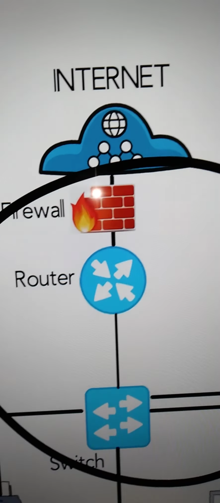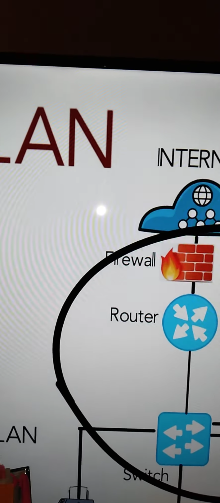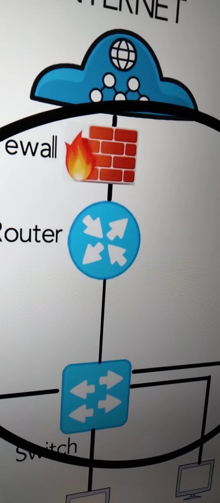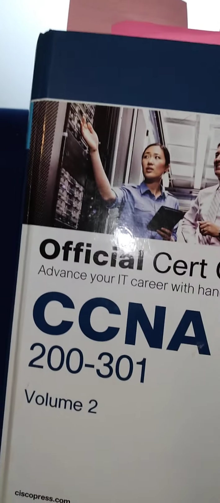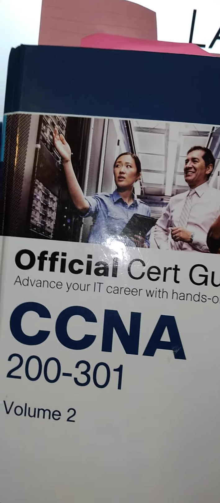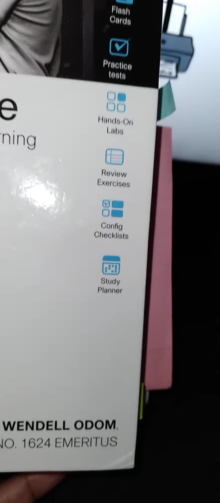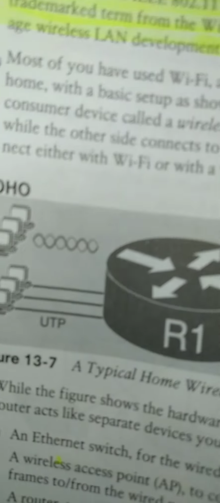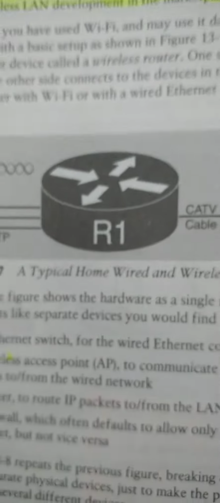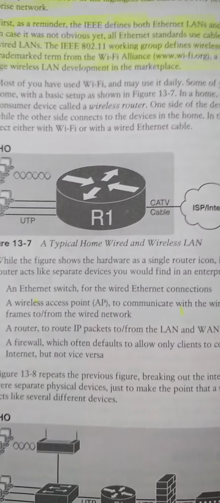So I would like to read a topic on the typical home wired and wireless LAN from CCNA 200-301, Volume 2, by Wendell Odom. And we're still in the same chapter we've been in for the last couple of days. SOHO, small office, home office is where I will be reading from.